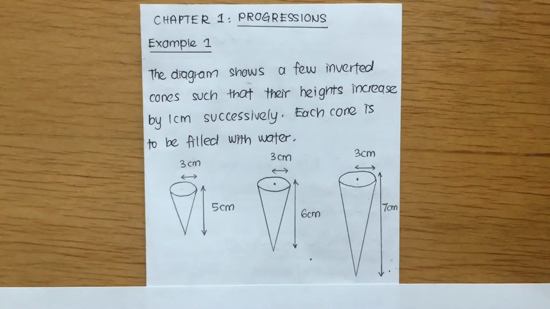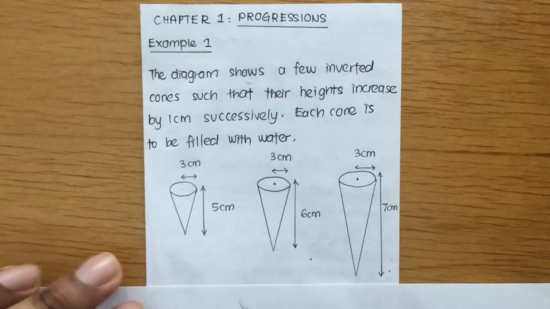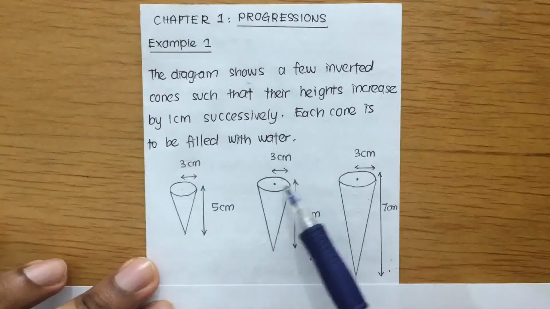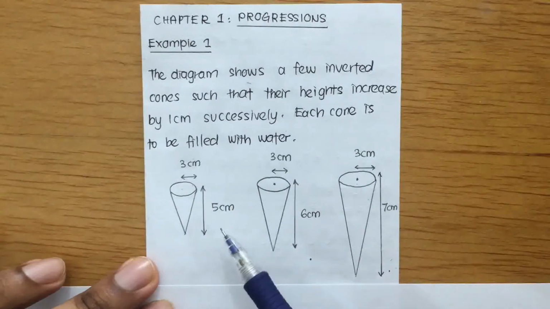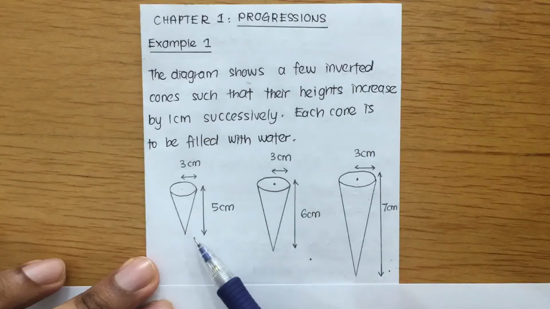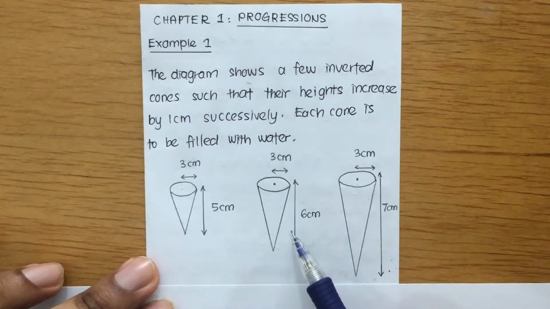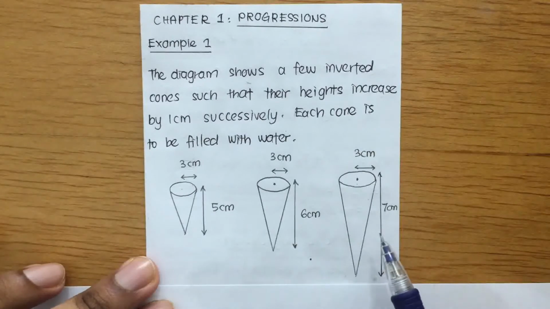Alright, let me read the question now. The diagram shows a few inverted cones such that their heights increase by 1 cm successively. Each cone is to be filled with water. As you can see here, you have 3 cones whose radius is kept constant at 3 cm, but their height keeps on increasing by 1 cm successively. The first cone has a height of 5 cm, the second cone has a height of 6 cm, and the third cone has a height of 7 cm.